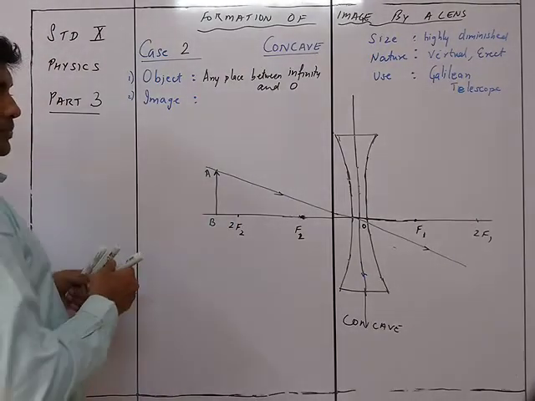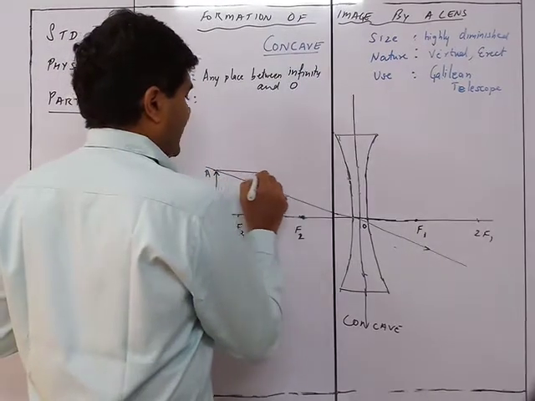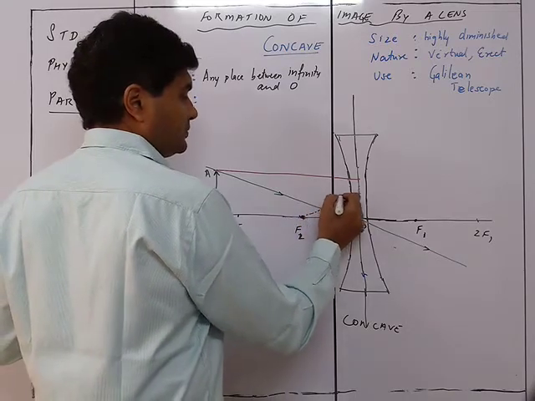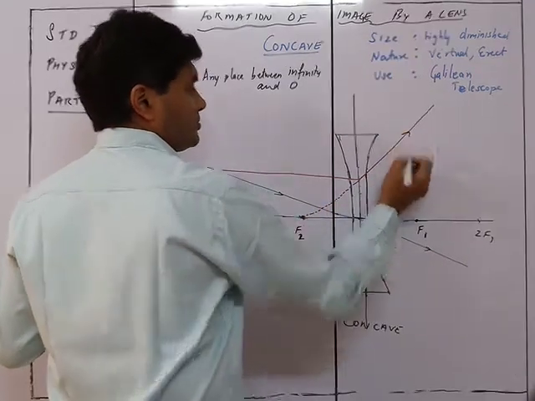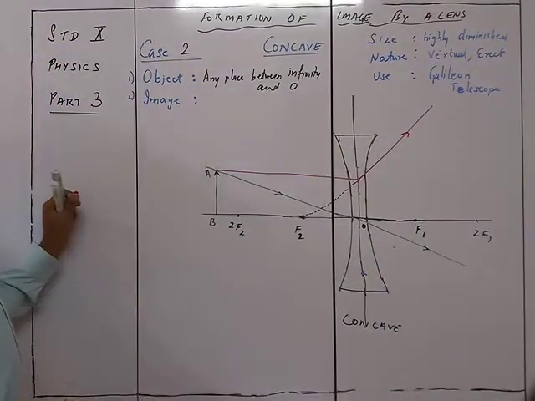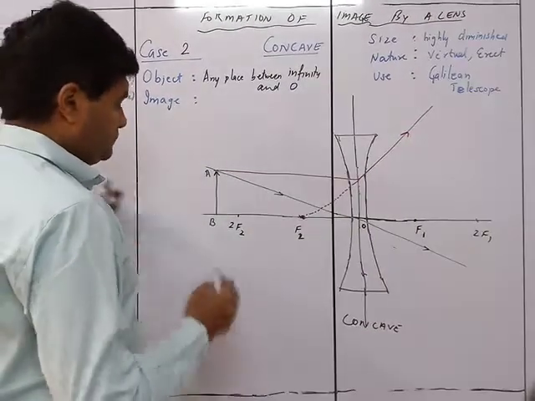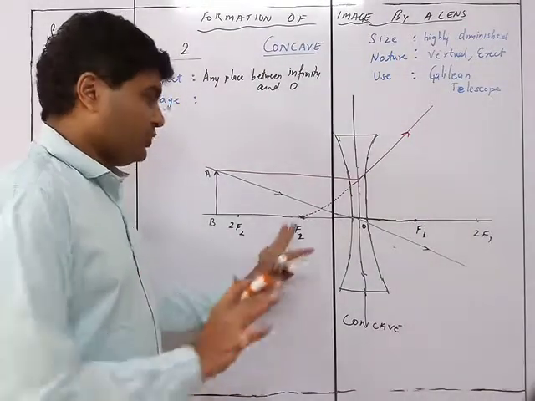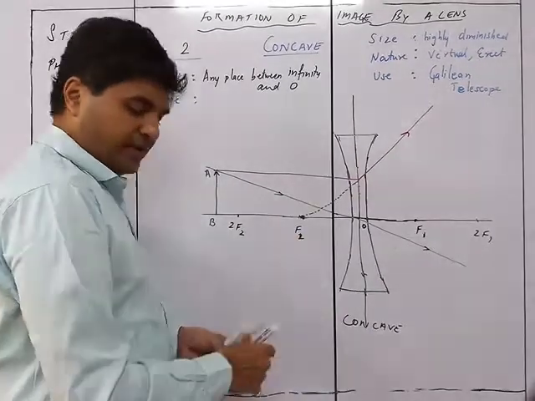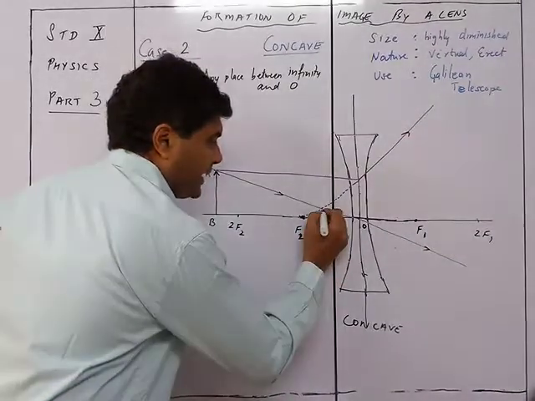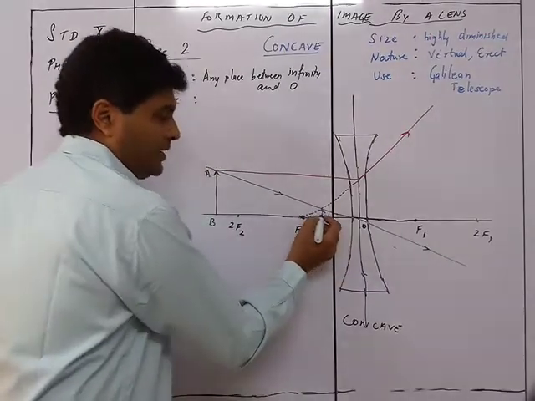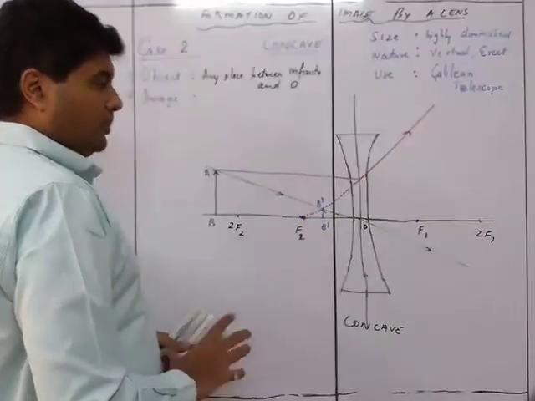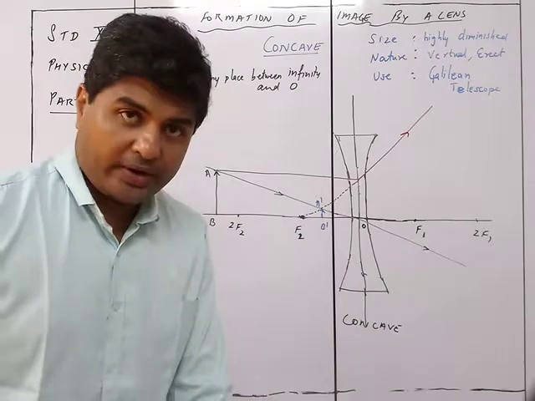The second one, we know that it will be parallel to the principal axis. It will pass through F2. So it will be like this. And the third one, which is passing through F1, we don't need to draw actually. So if you are getting confused, you can stop right here because the image is already obtained. We already got the image over here. This is the dotted image, A dash, B dash. It's a dotted image. But still, if you want to draw, I'll just show it to you.